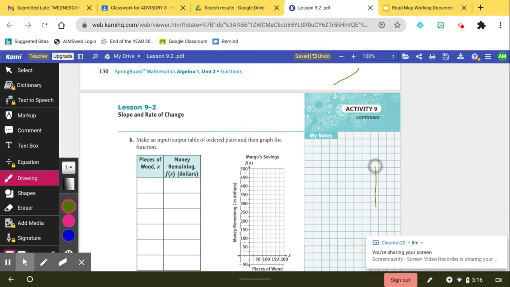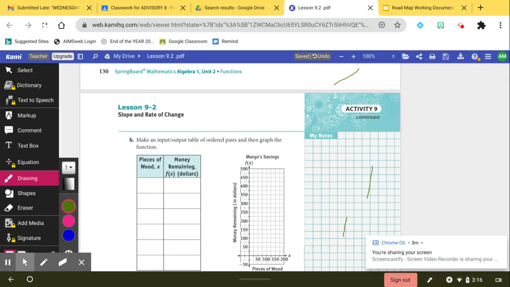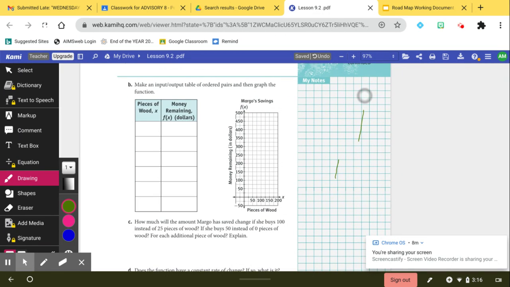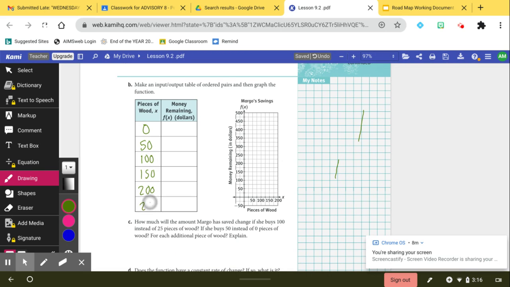So then it says, make an input-output table for the ordered pairs, then graph the function. So make an input-output table for the ordered pairs. So pieces of wood, so it's going by 50, so let's go by 50. So 0 pieces of wood, 50 pieces of wood, 100, 150, 200, 250.